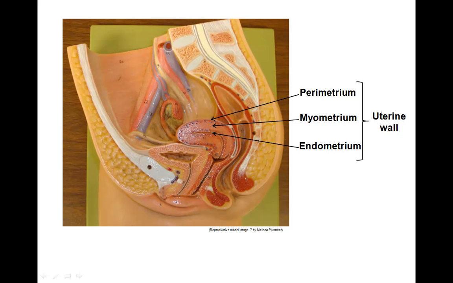The uterine wall is made up of 3 layers. The outer layer of the uterus is the perimetrium. The middle or the smooth muscle layer is known as the myometrium, and the inner lining is the endometrium, which develops and sheds monthly during the menstrual cycle if fertilization has not occurred.